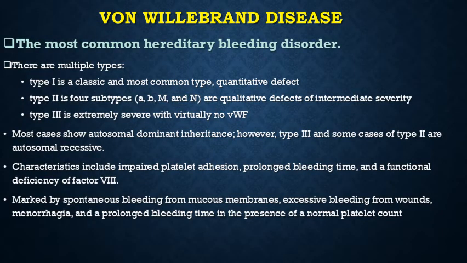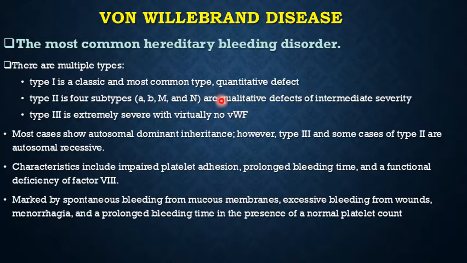Von Willebrand disease, the most common hereditary bleeding disorder. There are multiple types: type 1, 2, and 3. Type 1 is the classic and most common, a quantitative defect, a defect in the quantity of von Willebrand factor. In type 2, there are 4 subtypes, which is a qualitative defect of intermediate severity. Type 3 is extremely severe with virtually no von Willebrand factor.